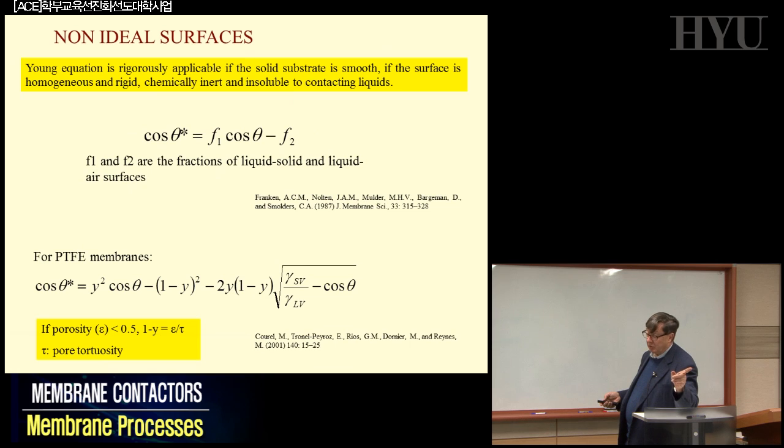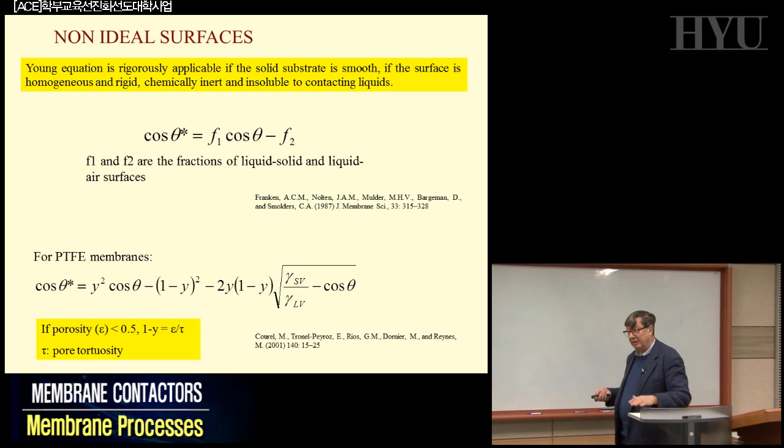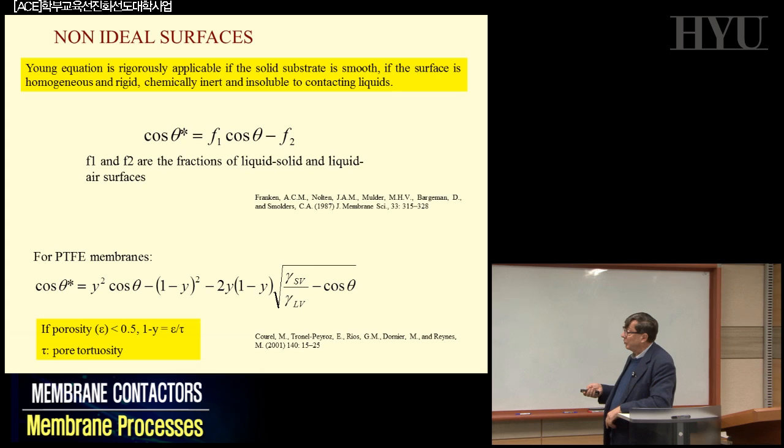The Young equation that we wrote before is normally valid for a flat sheet, a smooth surface. We don't normally have a smooth surface. On the membranes we normally have a certain level of roughness and a certain level of porosity. So the porosity is changing this property of your surface. You have to introduce some factor to correct this contact angle for this non-ideal surface. Basically, you have to introduce, again, porosity and pore tortuosity.